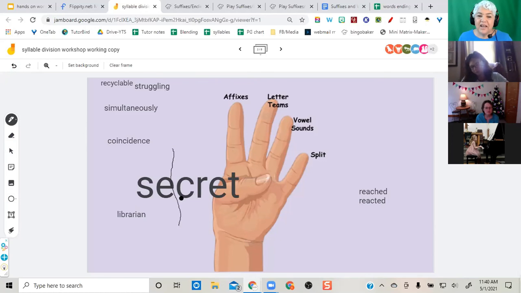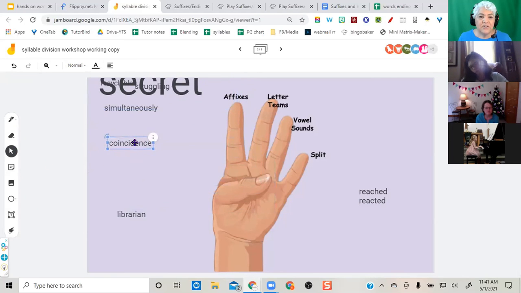Okay, because that R can stay with its cluster. The CR wants to be pronounced together. So there's that. When one split doesn't work, when it doesn't connect to something that's in your lexicon, you try the other split. Okay.